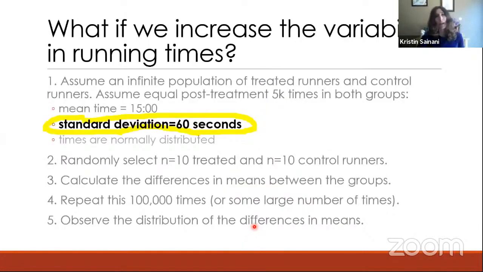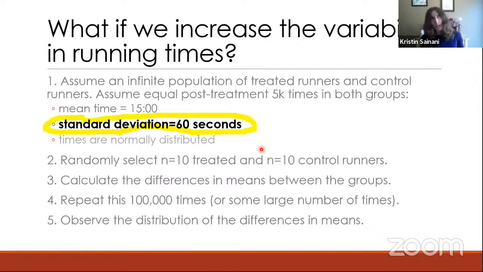All right, I then went ahead and made one more little tweak to my simulation. So I'm going back now to the simulation where I had just 10 per group. And I am changing just the standard deviation in running times. So how variable are running times in this population? I started with a standard deviation of 30. I'm doubling it to a standard deviation of 60.